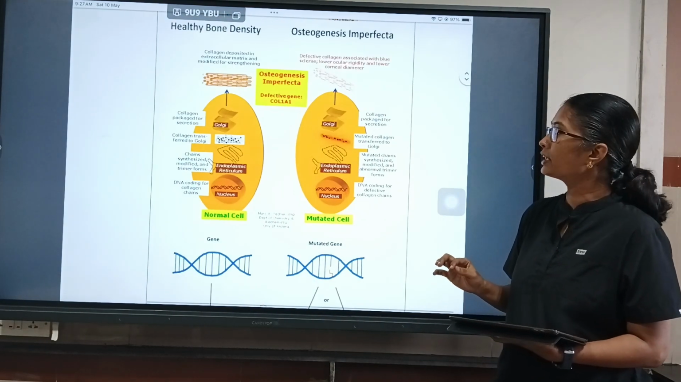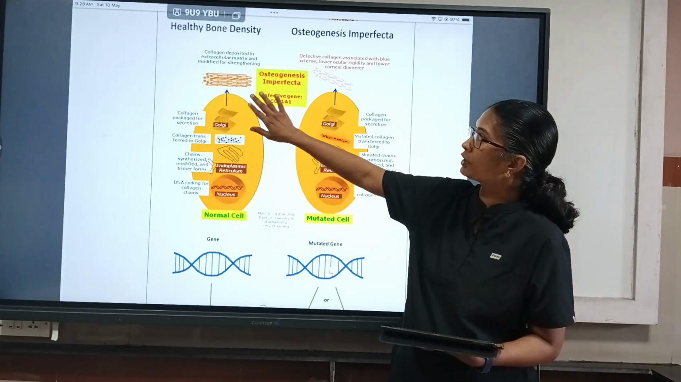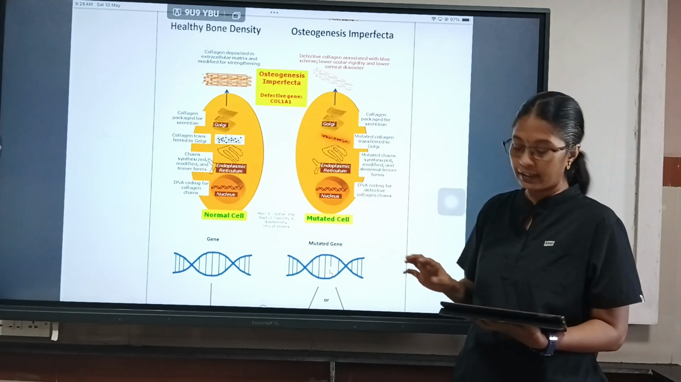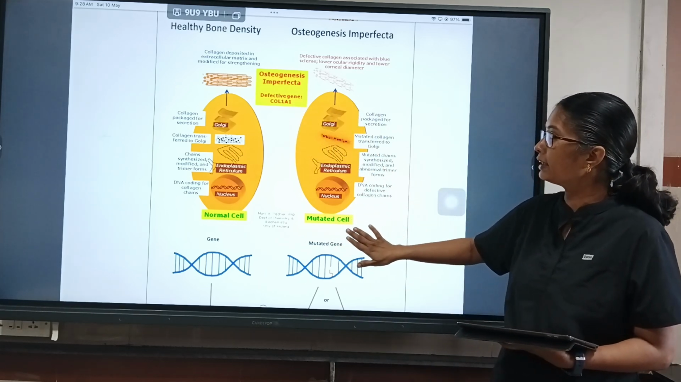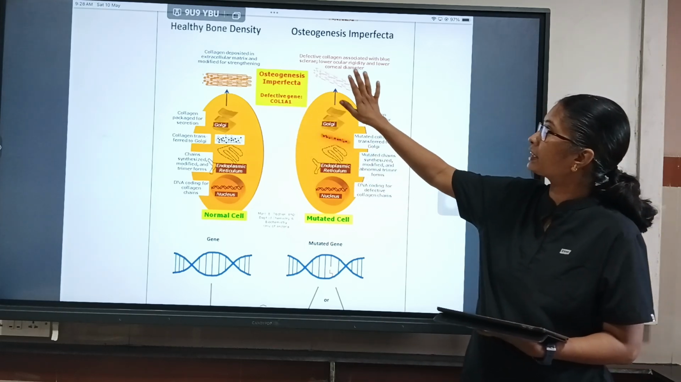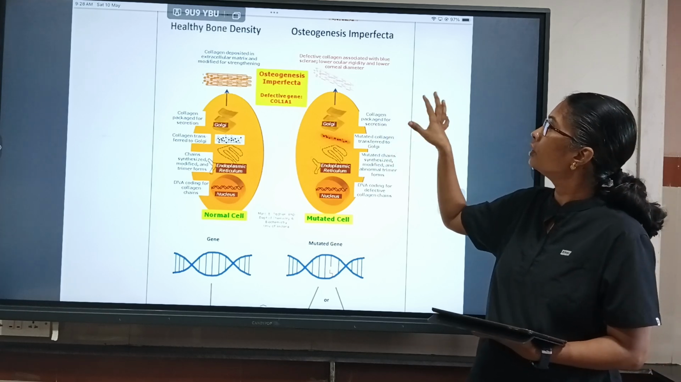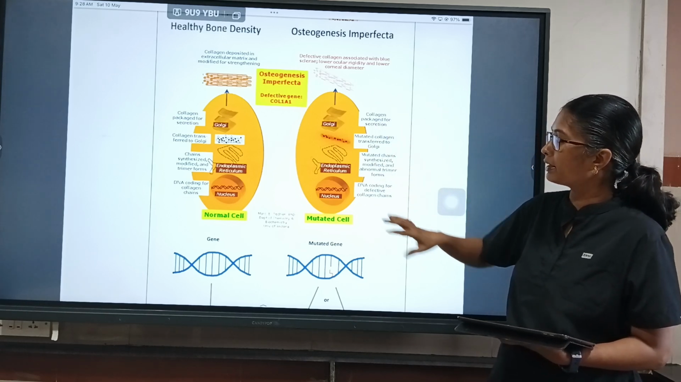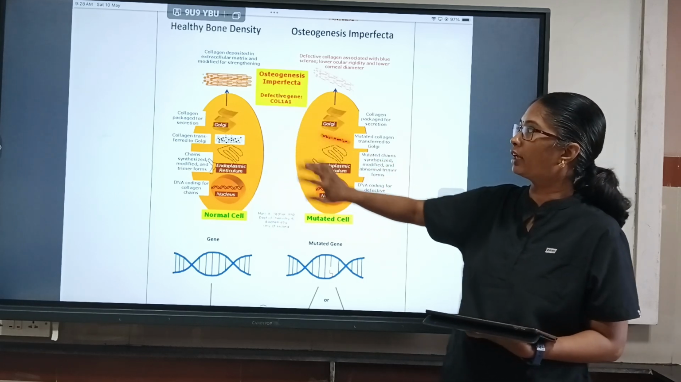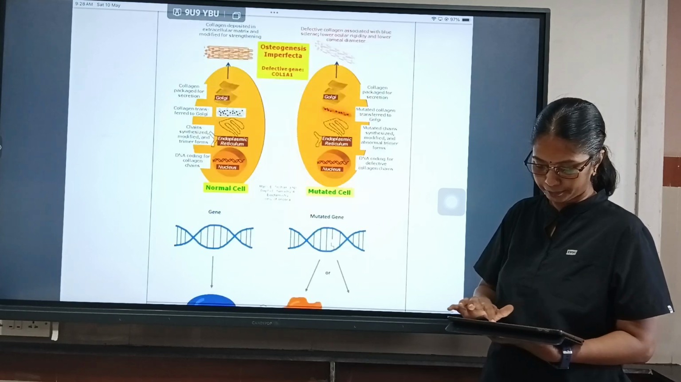What happens in osteogenesis imperfecta? The normal cell usually produces collagen, which is deposited in the extracellular matrix and modified for strengthening by deposition of minerals. Whereas in osteogenesis imperfecta, the mutated cell has a defective gene, COL1A1, which forms defective collagen. This is associated with symptoms like blue sclera, low ocular rigidity and low corneal diameters. So this is the basic difference between a normal cell which deposits normal collagen and a defective gene which deposits defective collagen.